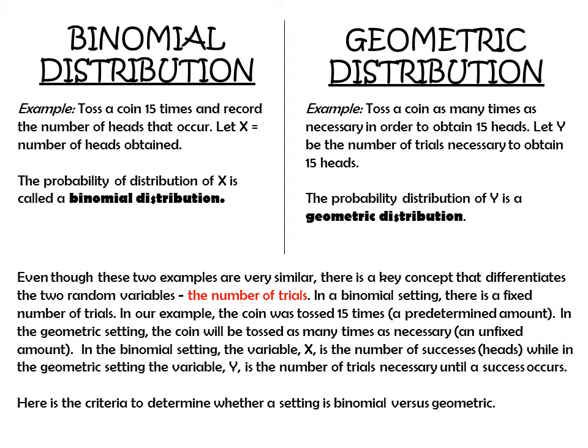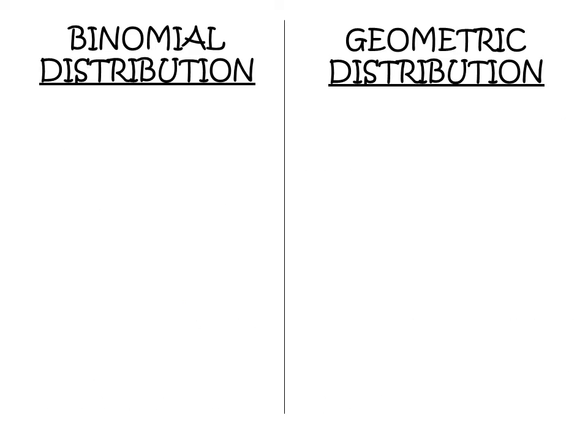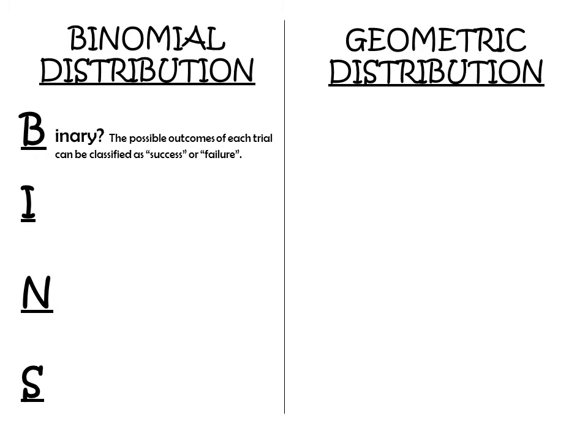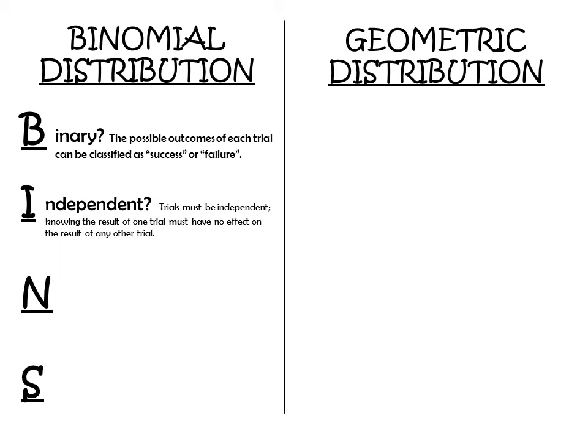Here's the criteria to determine whether a setting is binomial or geometric. For a binomial distribution, we use the acronym BINS. B stands for binary. So binary means there are two outcomes. Either the outcomes of each trial can be classified as a success or a failure. I stands for independent. Trials must be independent. Knowing the result of one trial must have no effect on the result of another trial.